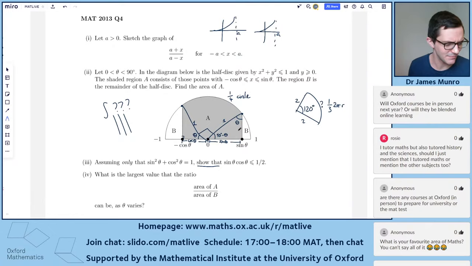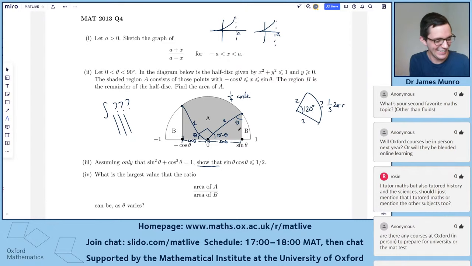What's your second favourite maths topic? This is fun, isn't it? I think it's going to be vector calculus. So differential equations, vector calculus. It's like calculus, but with vectors. And you can do lots of different sorts of calculus once you're in the world of vectors.